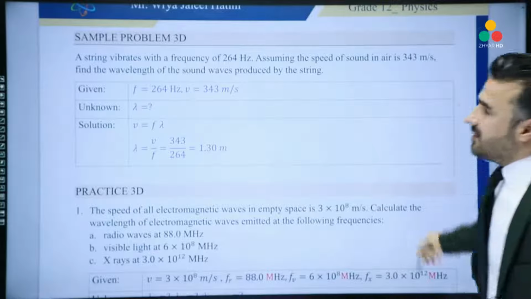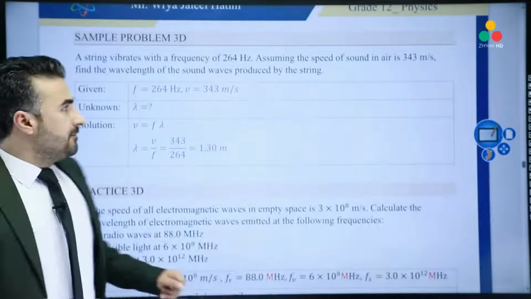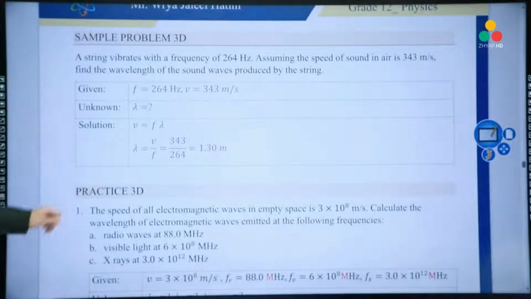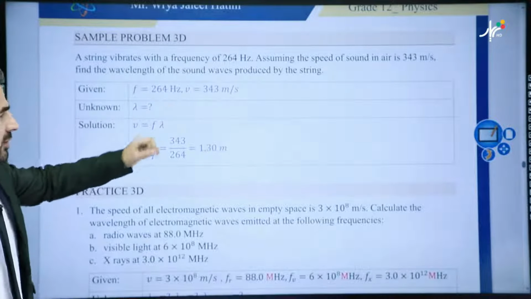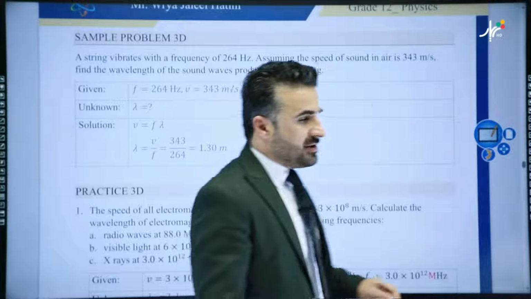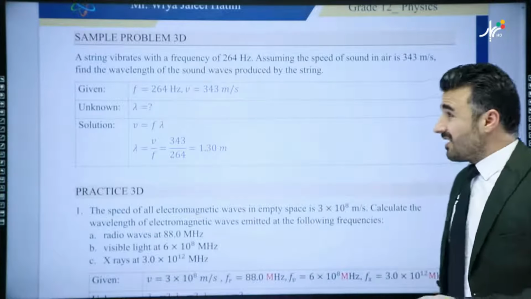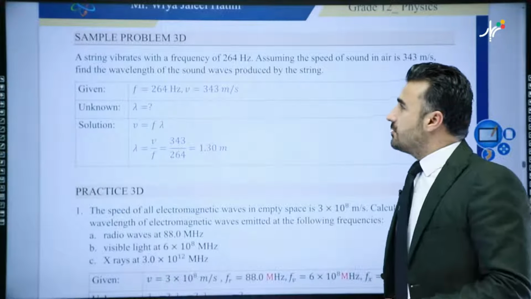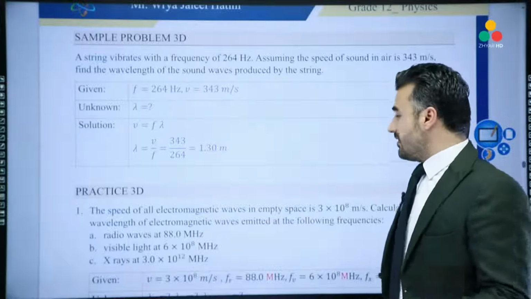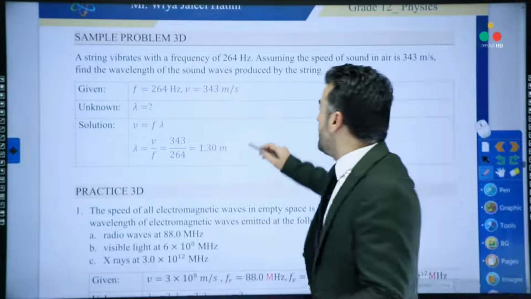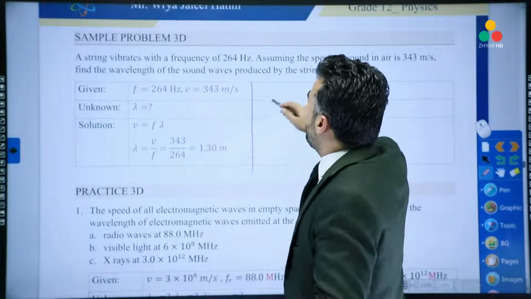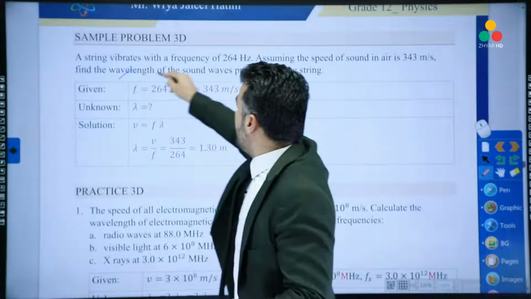Now, sample problem here, okay? It says a vibrating string with a frequency of 264 hertz, assuming that the speed of sound in air is 343 meters per second, find the wavelength of the sound waves produced by the string. These are very easy ones, just the application of the equation, and that's all. Yeah? So we do know that it says, find what? Find the wavelength of the sound, yeah?